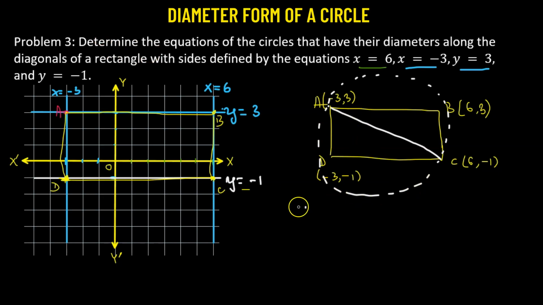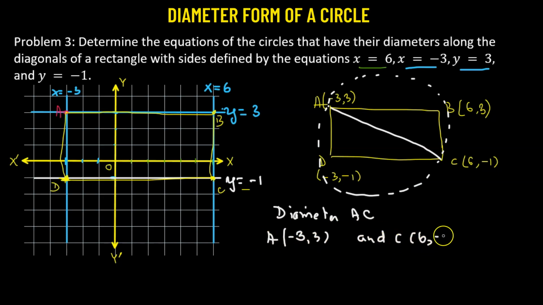So let's do that. So we have the diameter AC. So corresponding to this, all we need is the endpoint. So A corresponds to (-3, 3), and C corresponds to the point (6, -1). We can very easily find out the equation of the circle.